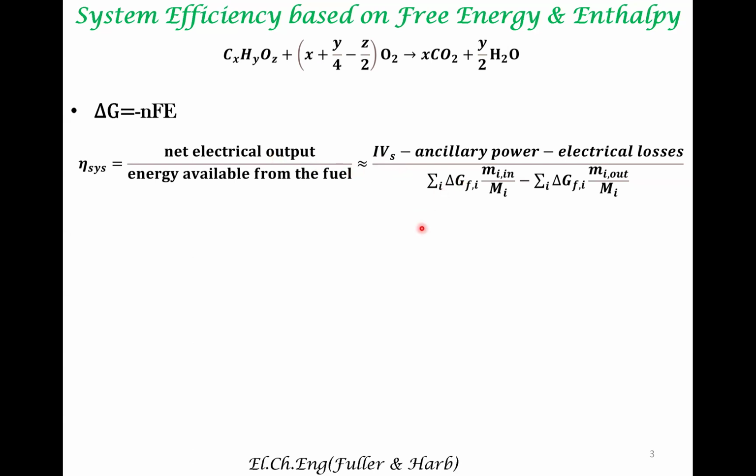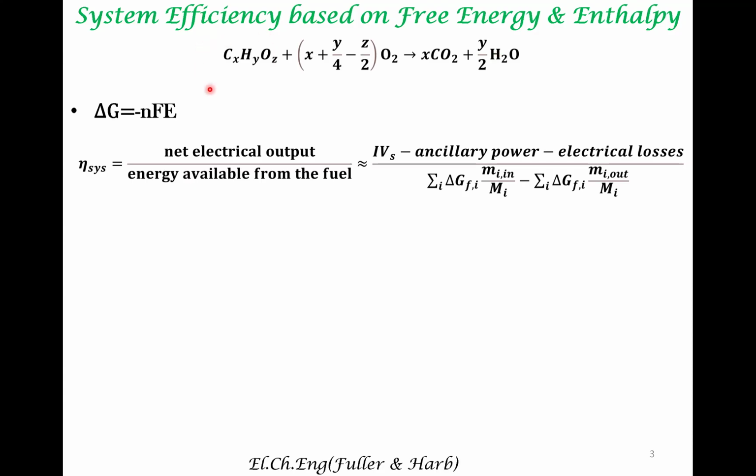In the denominator, we have this quantity. This is the mass flow rate of fuel that is input into the fuel cell system, divided by the molecular weight, which would give you the molar flow rate of fuel that is input into the system. This is the molar flow rate of the fuel, unutilized fuel. Delta G is the free energy of combustion associated with this reaction.